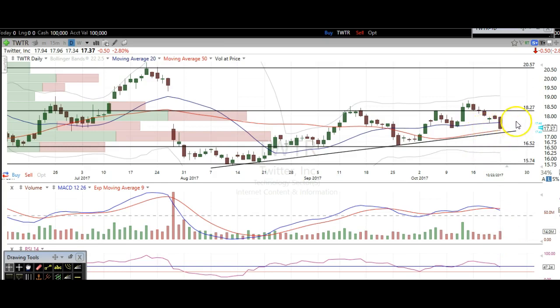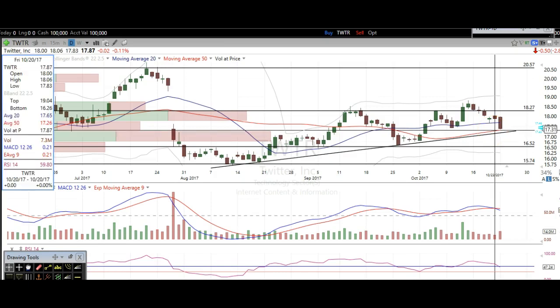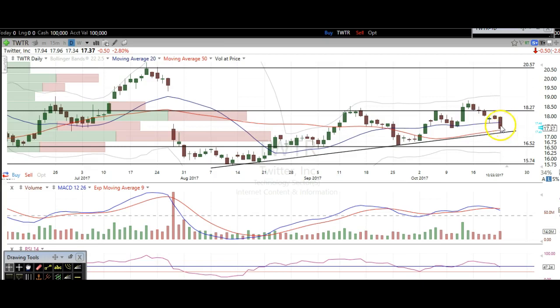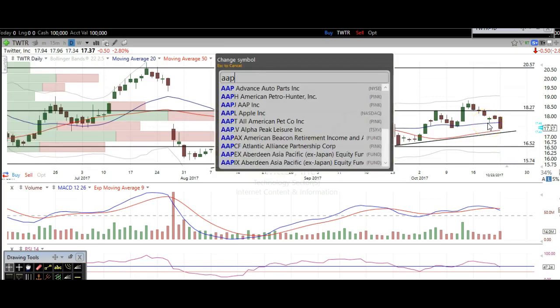But we're coming into the point that I said it could get a bounce at. To me, I'm not too eager to play Twitter on the long side, but it can definitely get a bounce here against this trend line. So there's that trend line. There's a bounce, several bounces here, and that's matching up perfectly right here to where we're at, as well as the 50-day moving average.